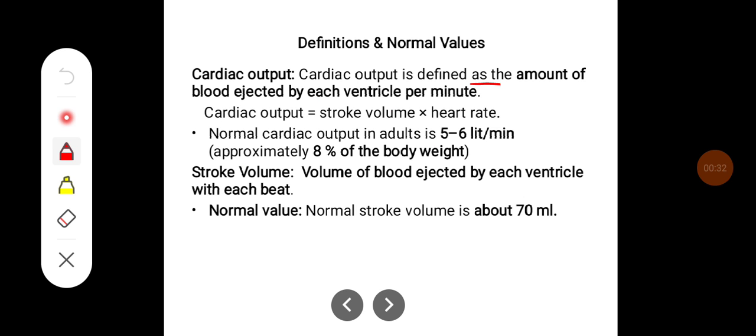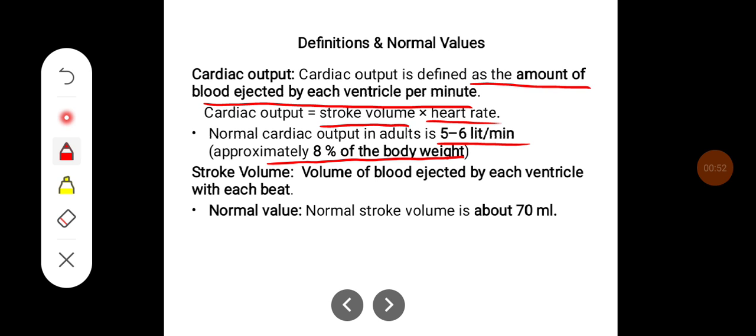Cardiac output is defined as the amount of blood ejected by each ventricle per minute. Hence, cardiac output can be given as stroke volume into heart rate. The normal cardiac output in an adult is around 5 to 6 liters per minute. It will be approximately 8% of the total body weight.